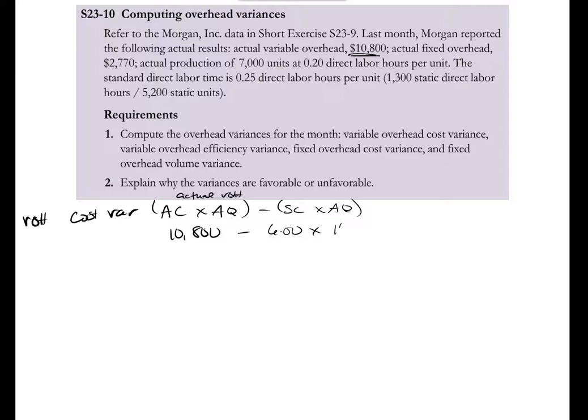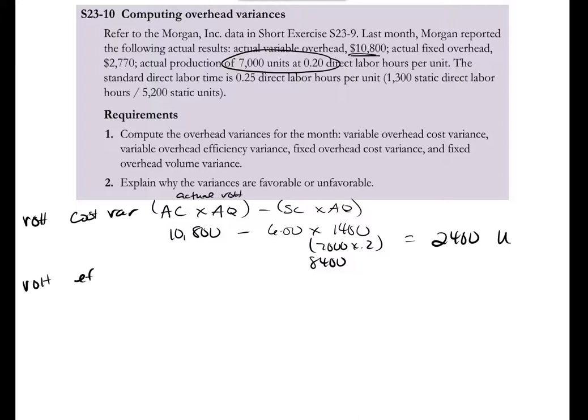I've got 1,400 hours here. Oh, that's right here. So that is 7,000 units times 0.2. I actually used 1,400 direct labor hours. So that comes out to 8,400 is what I would have allocated. The actual was 10,800. So I've got a 2,400 unfavorable variance. The actual was higher than the standard.